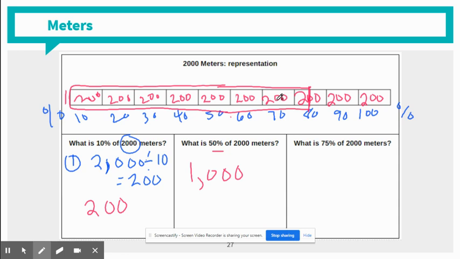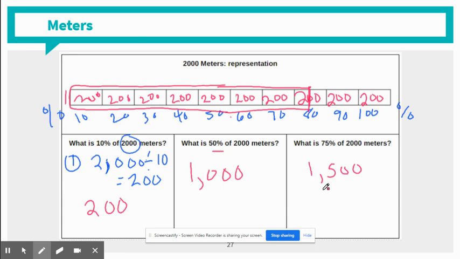So that would be 1,400. But what's half of 200? 100. So it'd be 1,500. So for that one, you either multiplied or you added all these up on your paper, and half of 200 was 100. So 1,500. And that's how you do percent bar graphs.